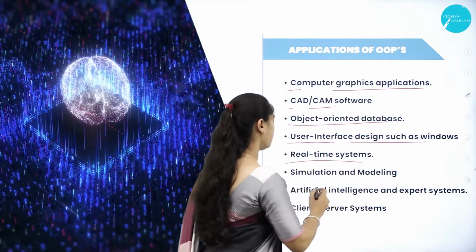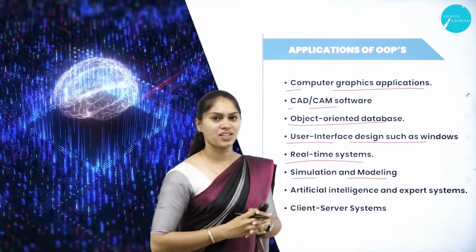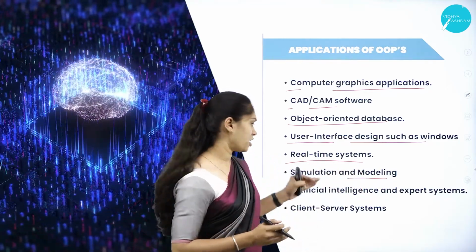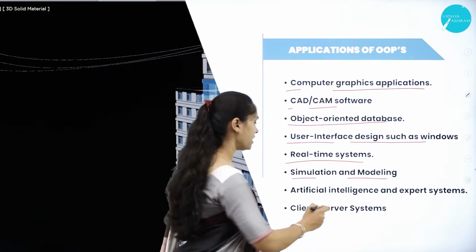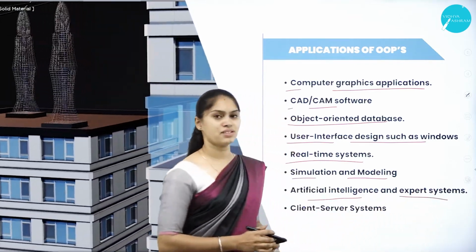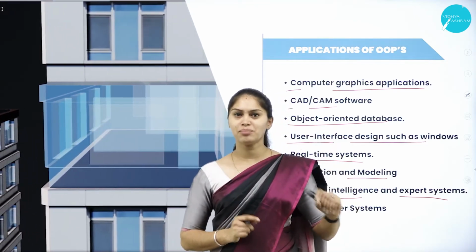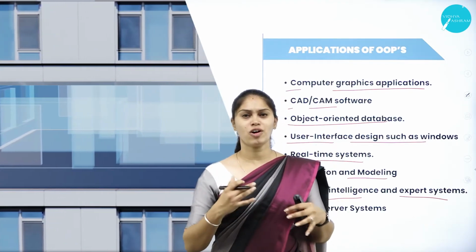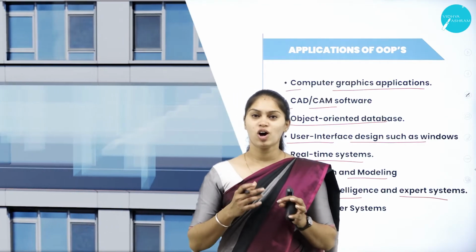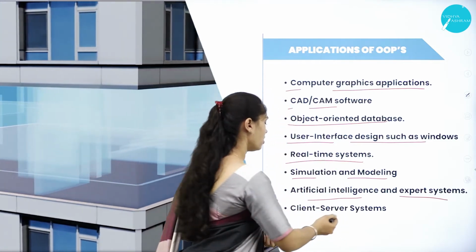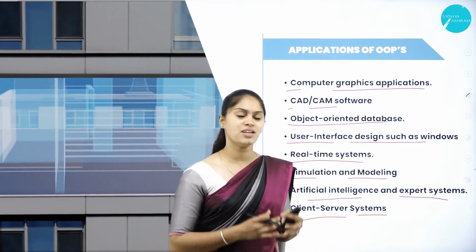Real-time systems, simulation and modeling, this is all related to what? Networking. Simulation in the sense that there will be a movement of the data, and modeling. For all those things we are going to have these object-oriented concepts. Then artificial intelligence and expert systems. We are trying to make a computer wise, so that it can think on its own and take decisions. For all those things, for the expert system, we are making use of some of the concepts of object-oriented programming, and also client server systems. So these are the applications of object-oriented programming.